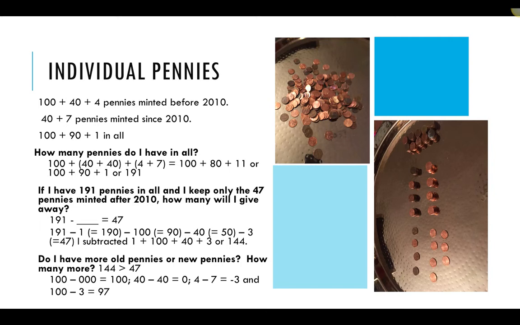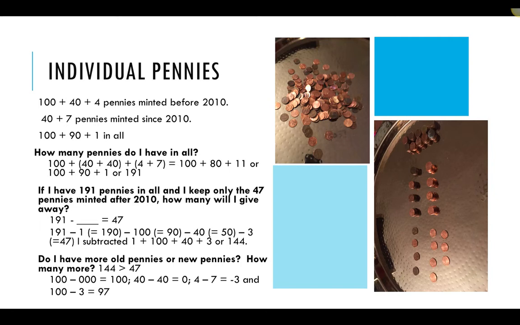And how many more? Well, look, I'm going to subtract the hundreds. 100 old pennies minus 100 new pennies, so that's just 100. And then 40 old pennies minus 40 new pennies, that's 0 pennies. And then I have 4 old pennies minus 7 new pennies. So I don't have more old pennies right here, right? I have more new pennies. 3 more new pennies. Now I'm counting those.